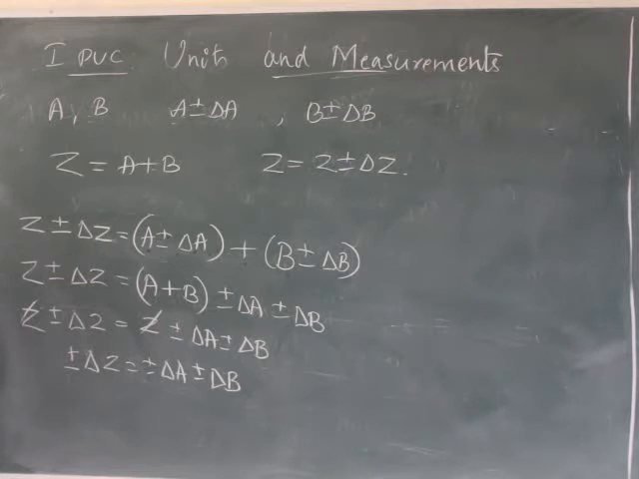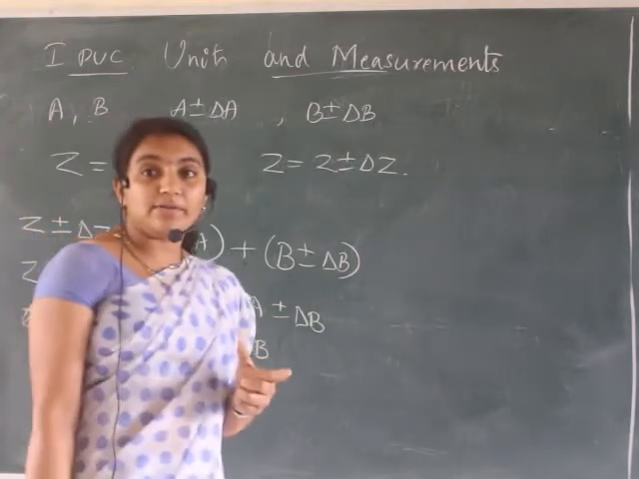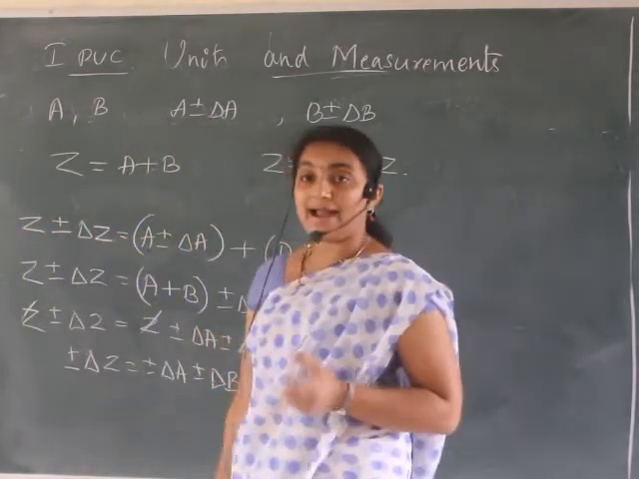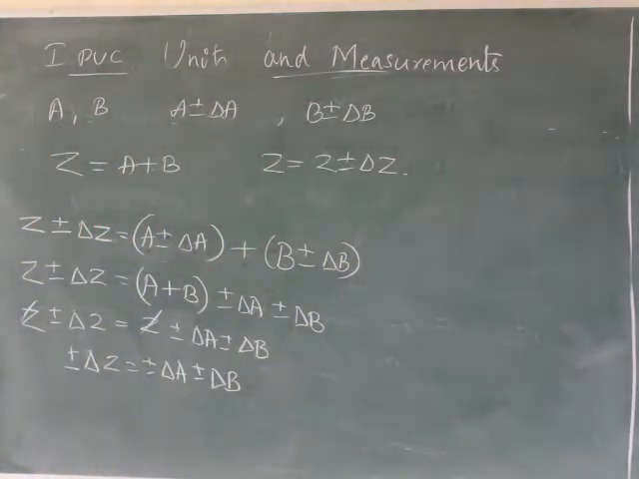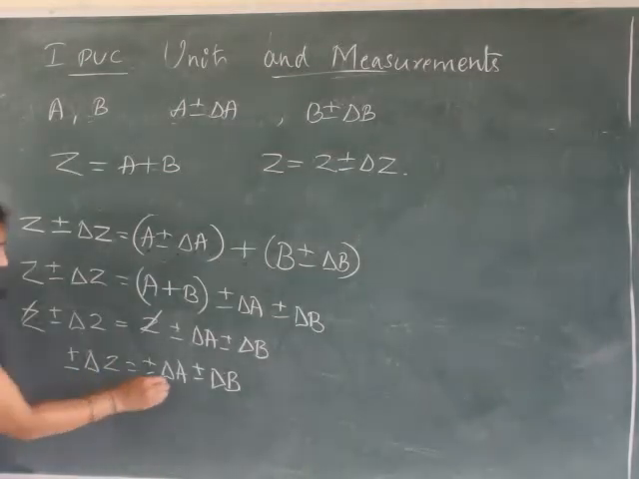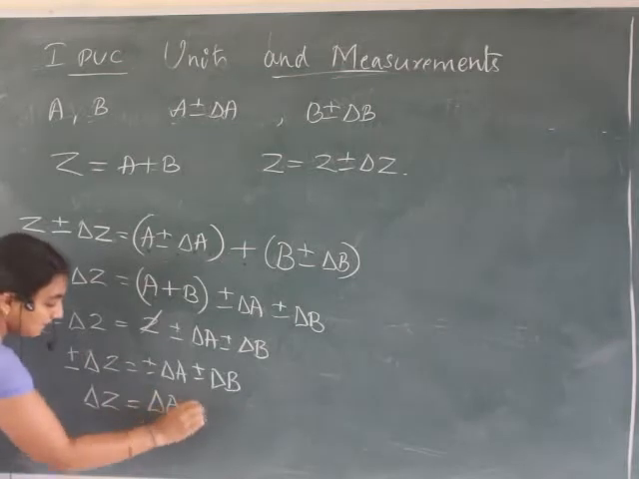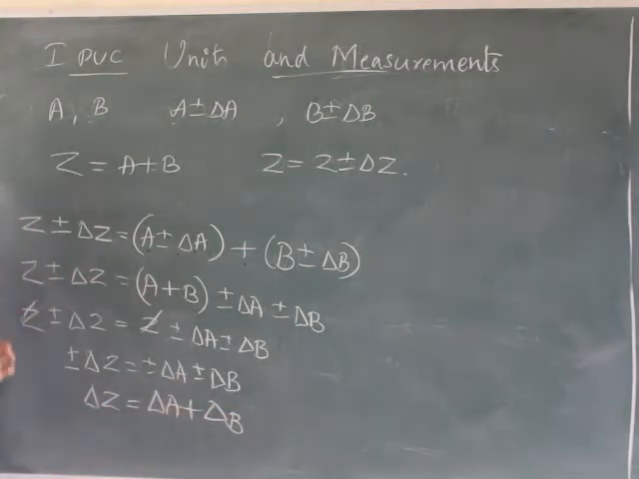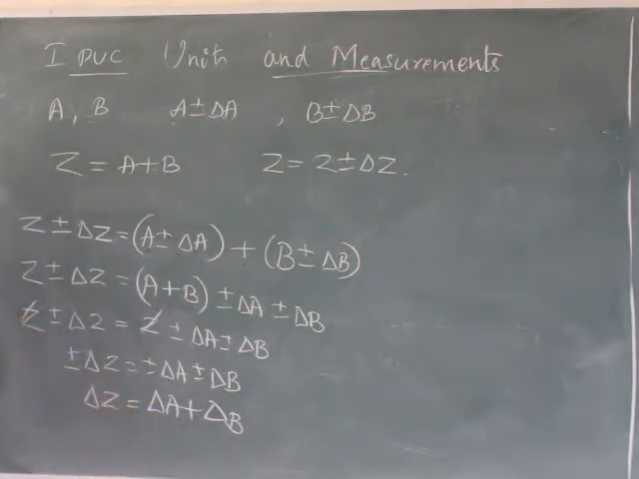Now, what is the maximum value of the error delta Z? Can you tell me? The maximum error that can occur means adding. Correct? The maximum value that can occur here is adding. How can we add? Yes, so the maximum error that can occur is delta A plus delta B. Am I right? The maximum error that can occur here is delta A plus delta B.